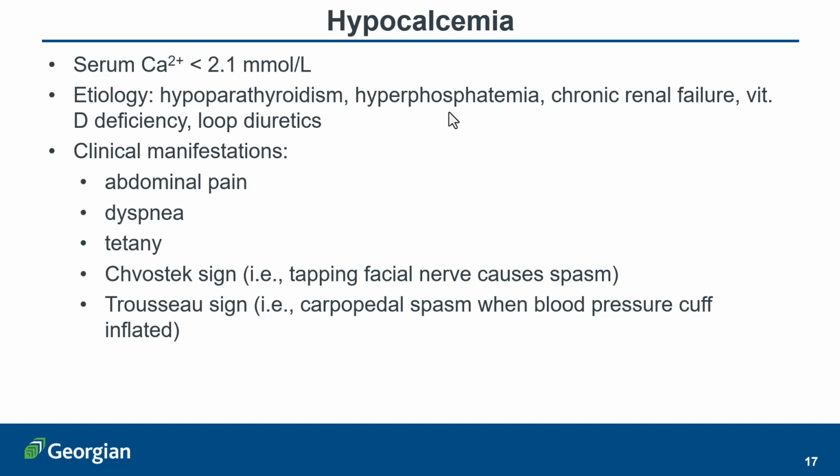sarcomeres. And then these last two, Chvostek sign, which is muscle spasm, facial muscle spasms when you tap the facial nerve, and Trousseau sign when you have carpopedal spasms in your wrist when you inflate the blood pressure cuff over there. Again, all that has to do with neuromuscular functioning.